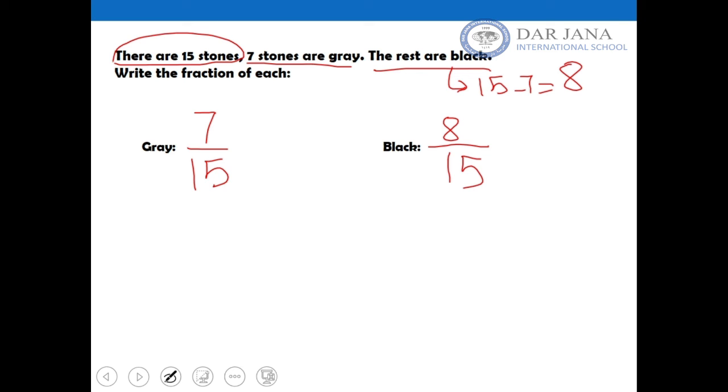It's very easy. Since we know the total number of stones, we put them in the denominator. We know that the gray are 7, so it's going to be the 7 here in the numerator. And the remaining, which means the 8, and this is how we got the 8, we did 15 minus 7, it will be the numerator of the black.